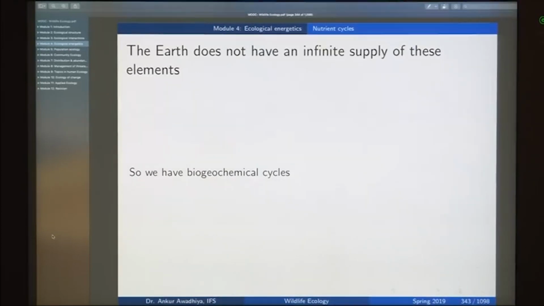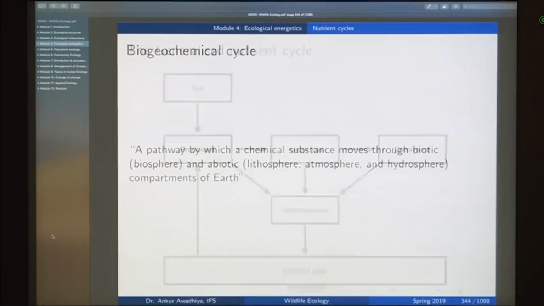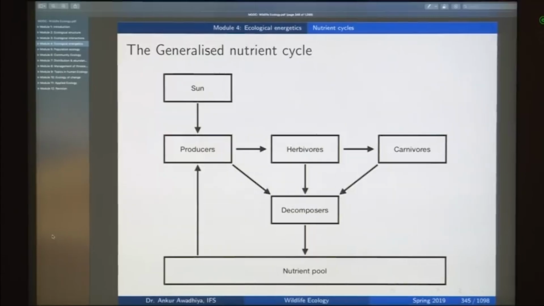Now, the plants need to have an access to all these nutrients, but then the earth does not have an infinite supply of these nutrients, because of which the nature has to recycle these nutrients in the form of biogeochemical cycles, which is a pathway by which a chemical substance moves through the biotic and abiotic compartments of the earth. So, this is a typical nutrient cycle.